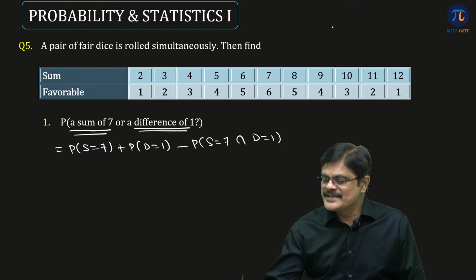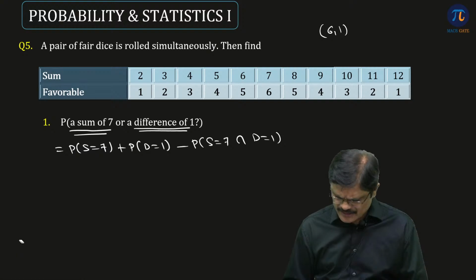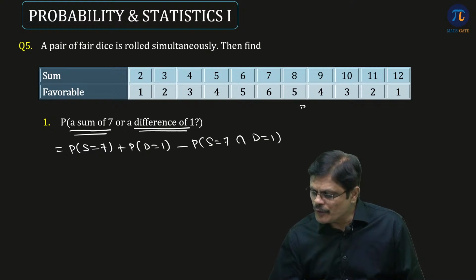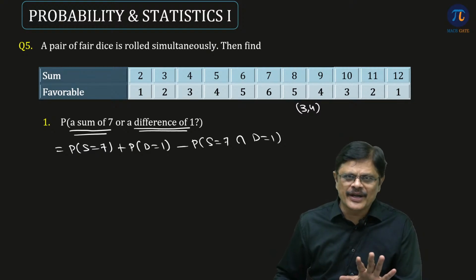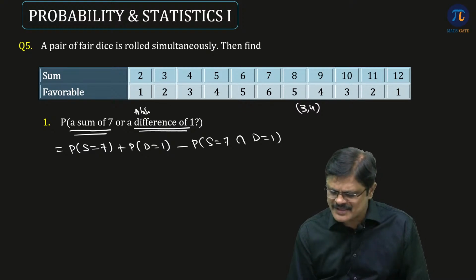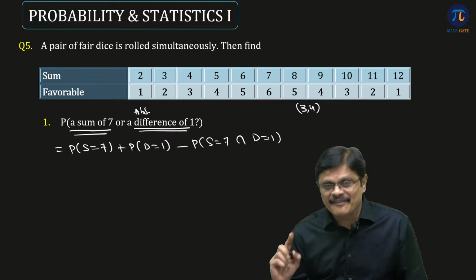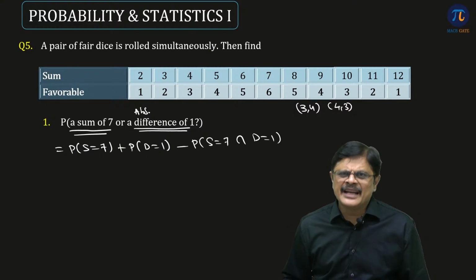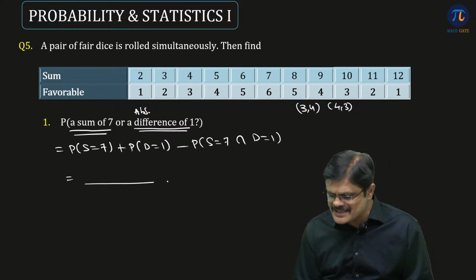If you observe 6 and 1, difference 1 you want, na? Maybe 6 and 1 does not matter. Let us take 3, 4. The sum is 7. Difference means we are taking the absolute difference, please note. For 3, 4, the sum is 7 and the difference is 1. Again 4, 3, the sum is 7 and the difference is 1. Any other ordered pair whose sum is 7 and difference is 1? No. So here we need to use this addition theorem.